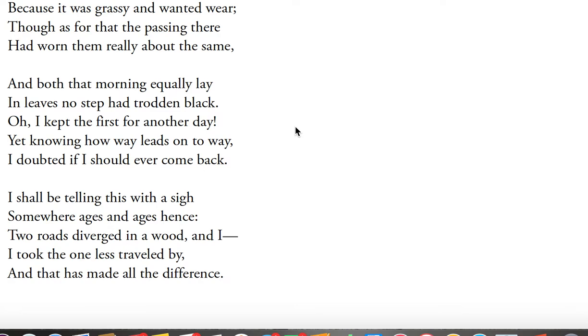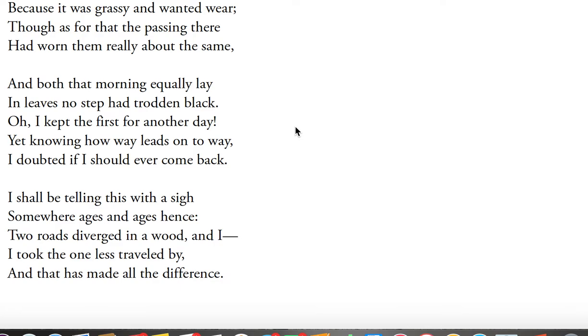So he looks at both roads, and he decides to go for the one that is less worn. So he decides to go for the one that is less trodden and less taken by most people. And then he says, oh, I kept the first for another day. Yet knowing how way leads on to way, I doubted if I should ever come back. So he knows that choosing one path over the other means that he is pretty much set on that path for the rest of his life.